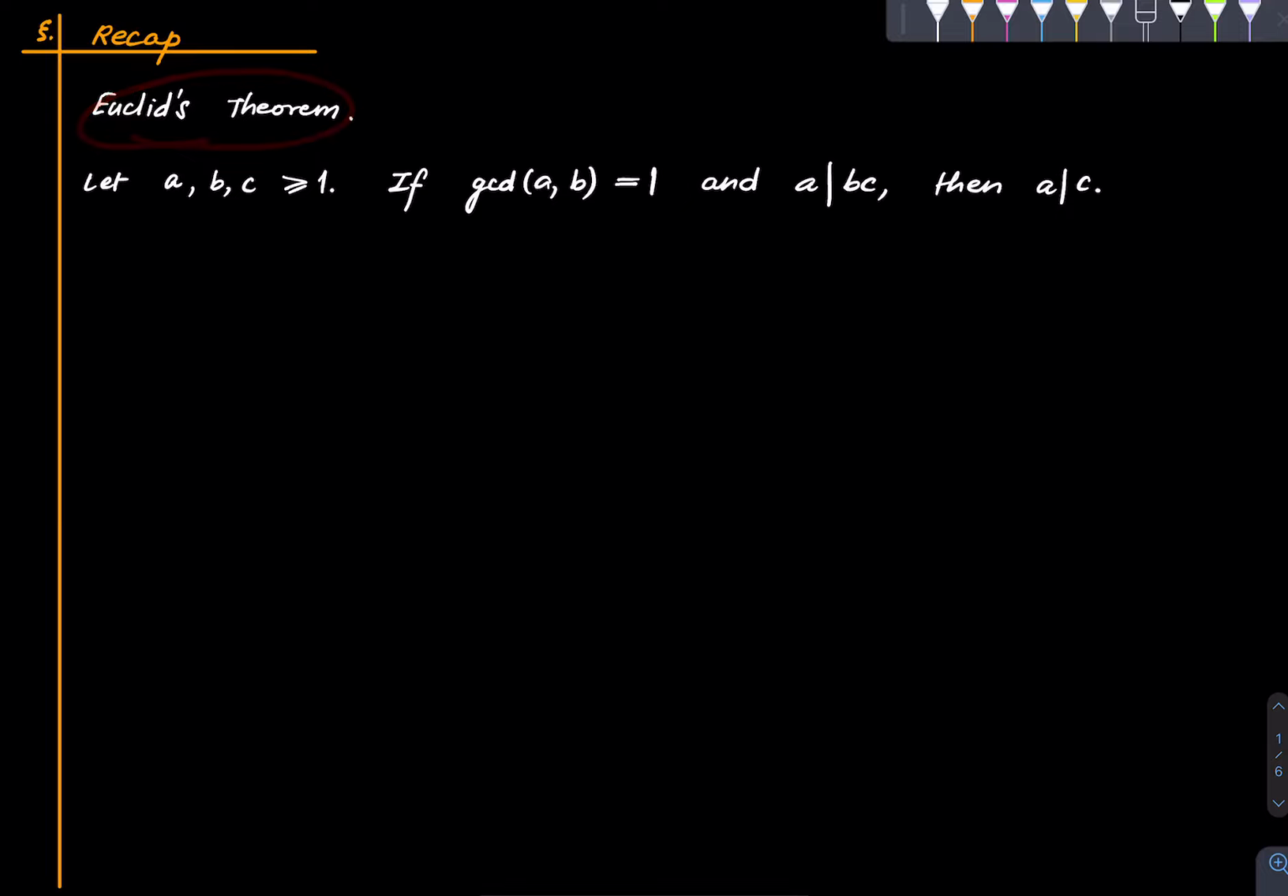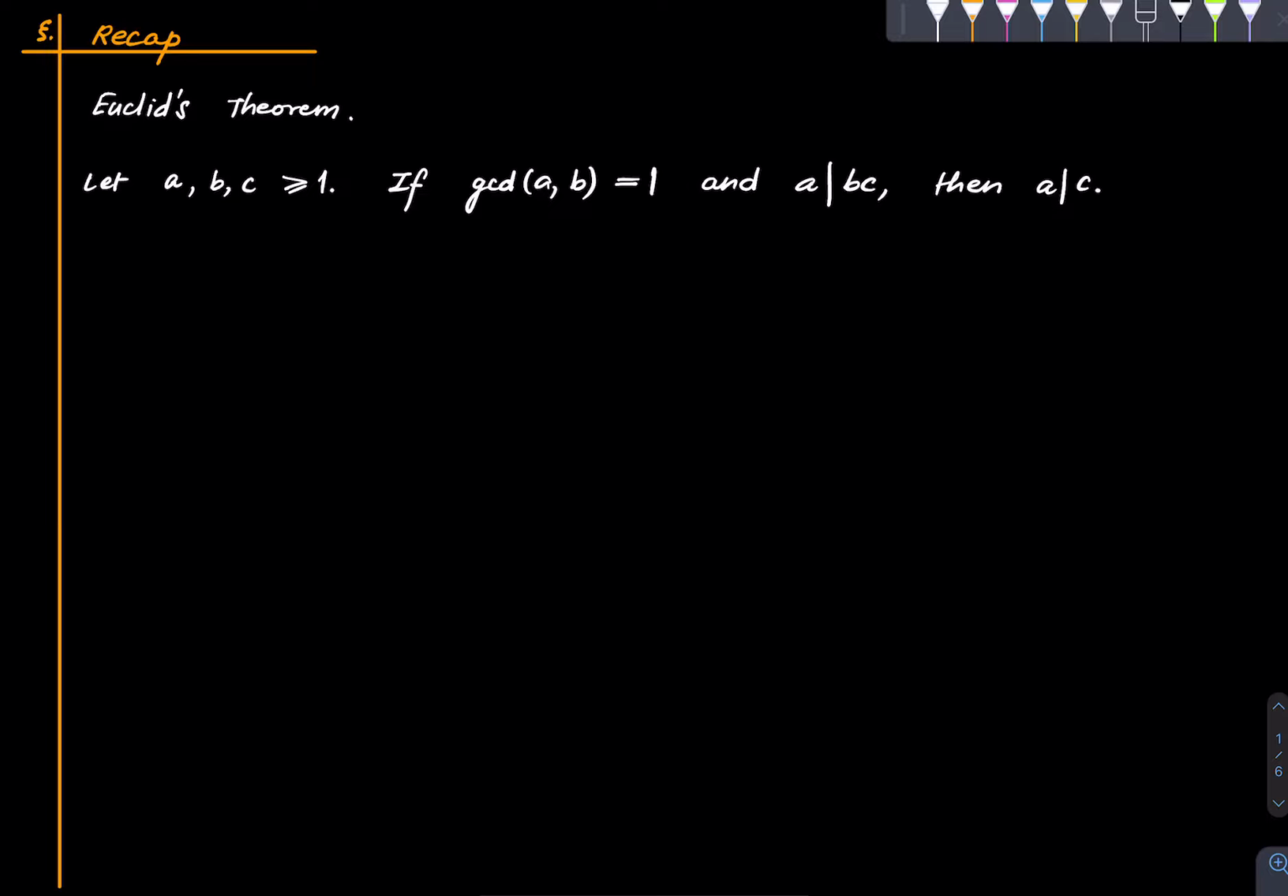So we will need Euclid's theorem, which says that if we have two integers a and b, not both of which are 0, so that their GCD exists, then their GCD can be expressed as an integer linear combination of the two numbers. All right.